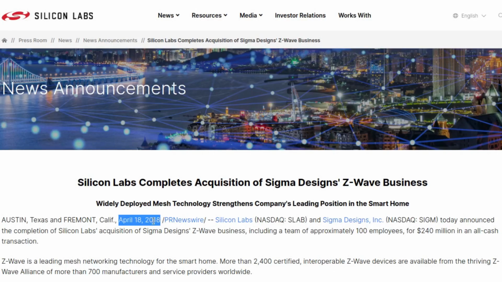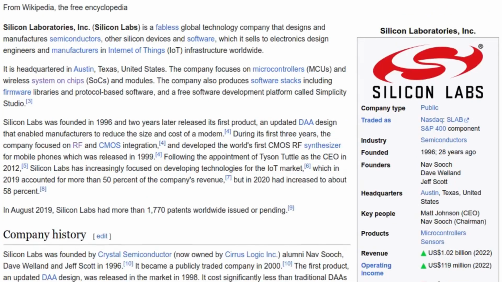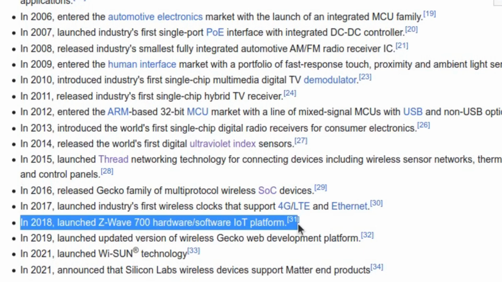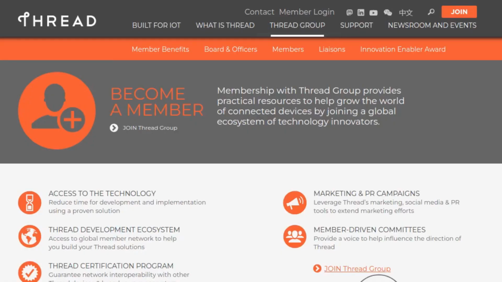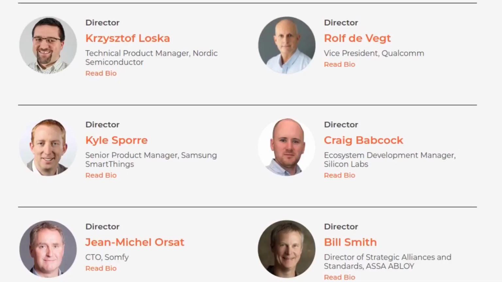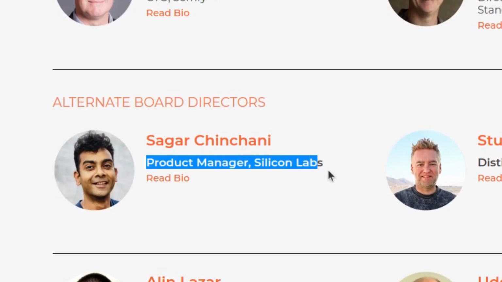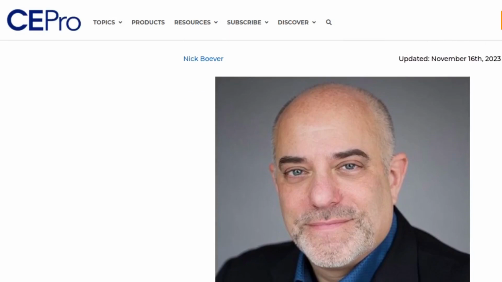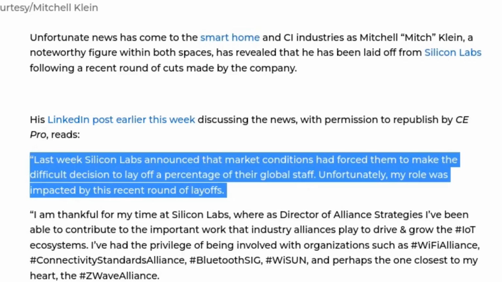The story for Z-Wave is maybe less rosy. Z-Wave was acquired by Silicon Labs in 2018 after the company launched Thread in 2015. Silicon Labs executives sit on the board of the Thread group, including their ecosystem development manager. It is difficult to assess where Z-Wave stands relative to Thread in Silicon Labs' portfolio of technologies. This has Silicon Labs let go the director of alliance strategies in the last round of layoffs, with no intention to replace his role as executive director of the Z-Wave Alliance.